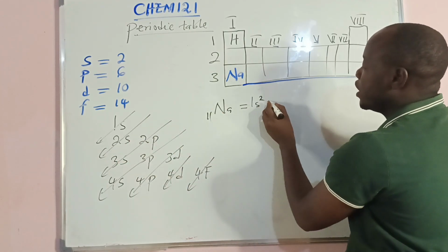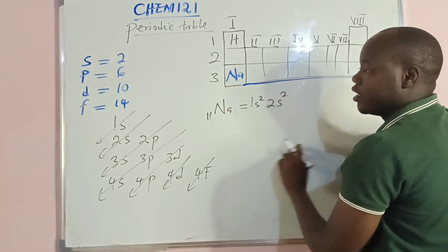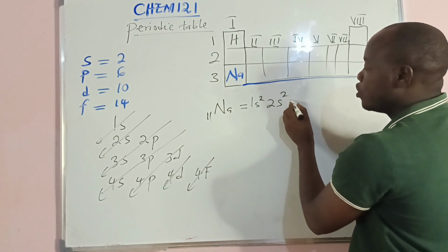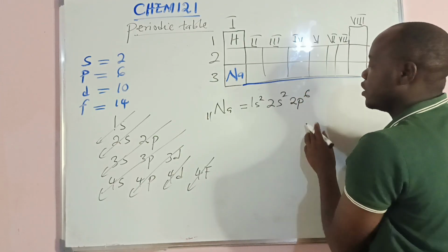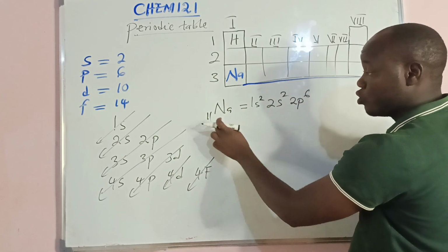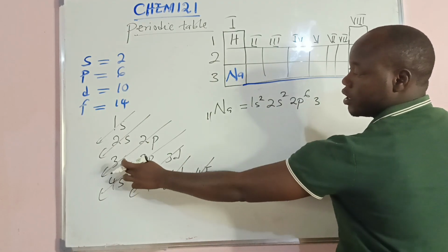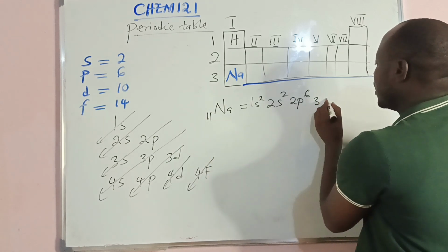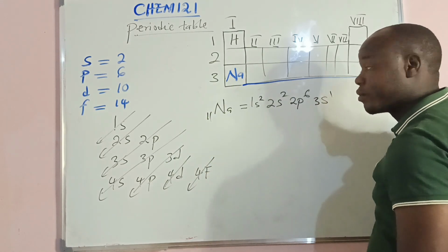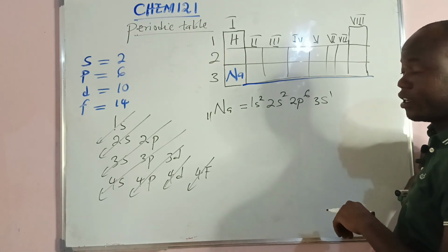Then the next one is 2s. Still s, so it accommodates 2 electrons. Then followed by 2p6. So 2 plus 2, 4, plus 6 making 10. So still we have 1 electron left. The next one after 2p is 3s, so we have 3s1.